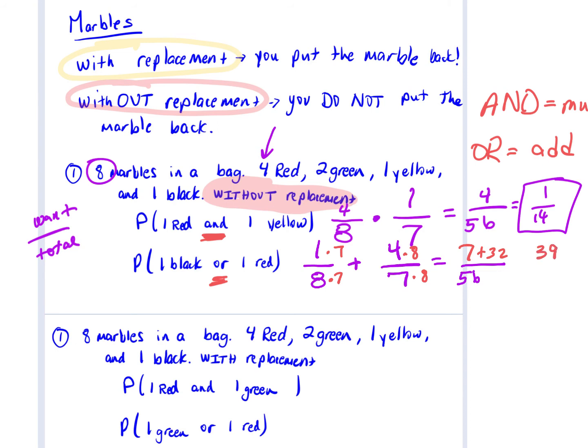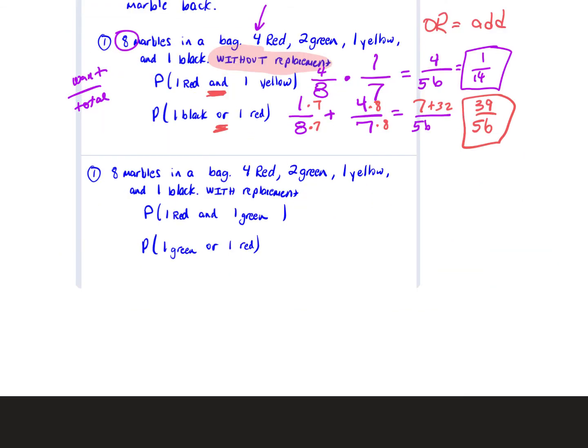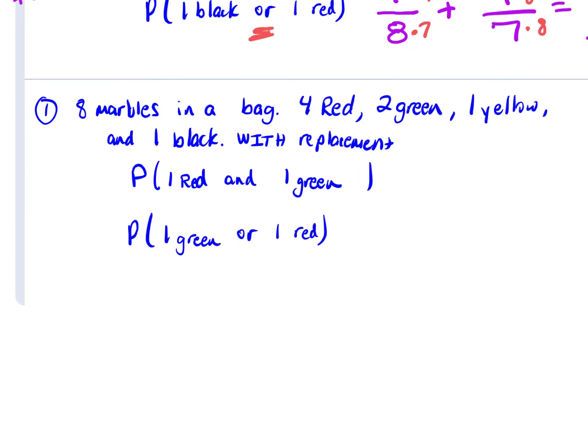39 out of how many? 56. That's it. You guys just got to pay attention to the words. How many marbles, excuse me, total are in the bag? 8. Thank you. 8 marbles total.